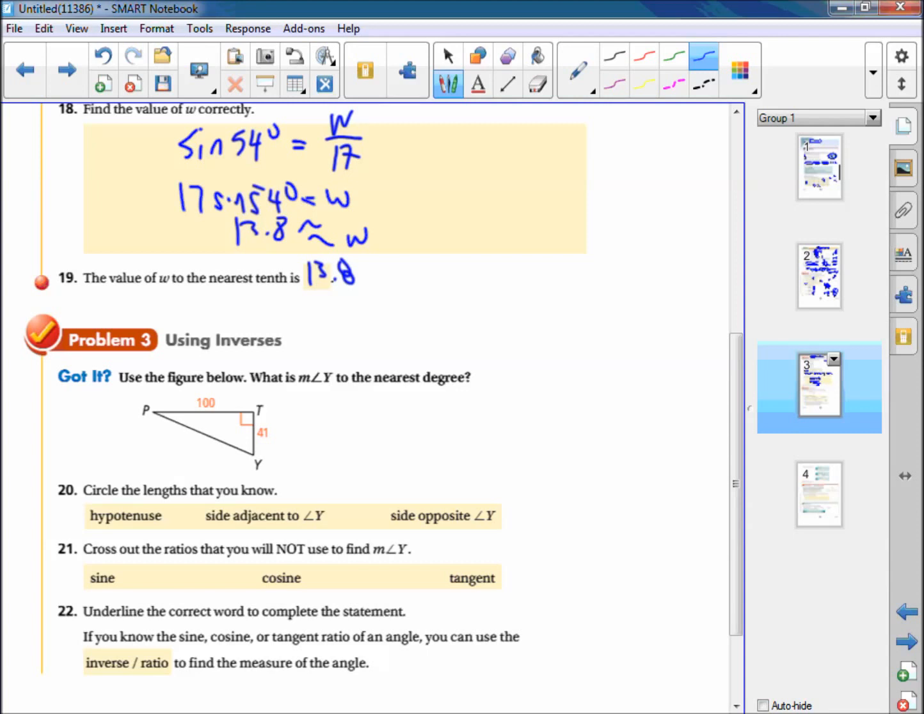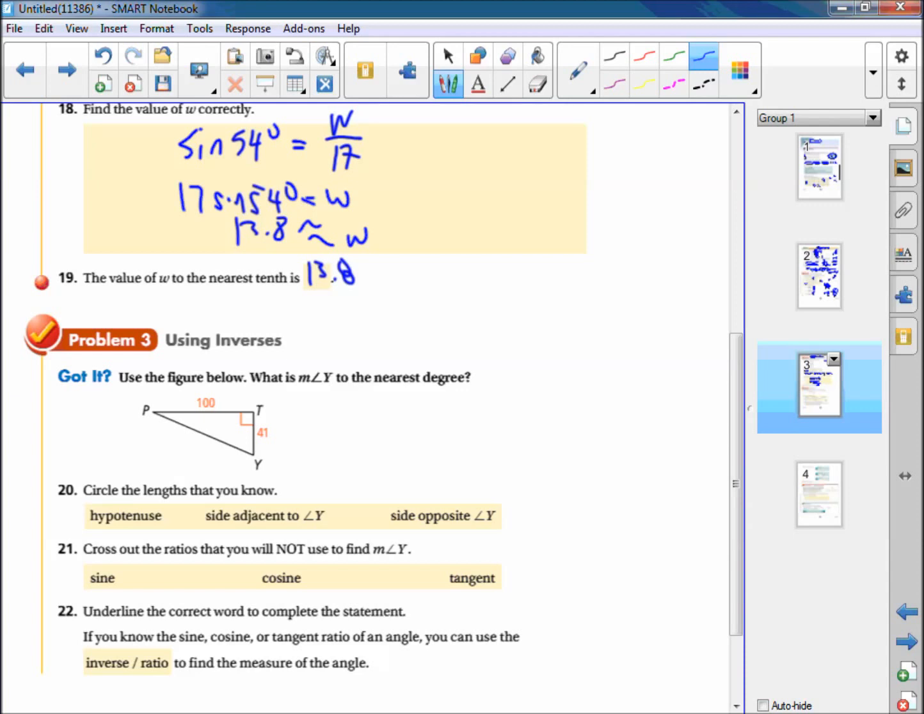All right, problem number 3, using inverses. So use the figure below. What is the measure of angle Y to the nearest degree? Okay, so like we said, all triangles of any degree measures, any pairs of them, are the same, always going to have the same trigonometric function because they're all going to be similar. So we're going to use our knowledge to help us figure out an angle by doing the ratio of the sides that we know. Okay, so circle the lengths of the sides that we know here.